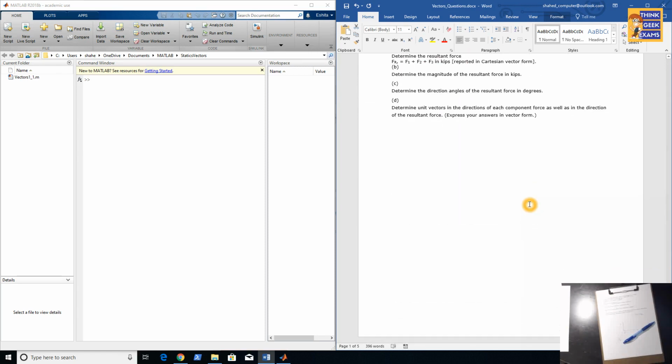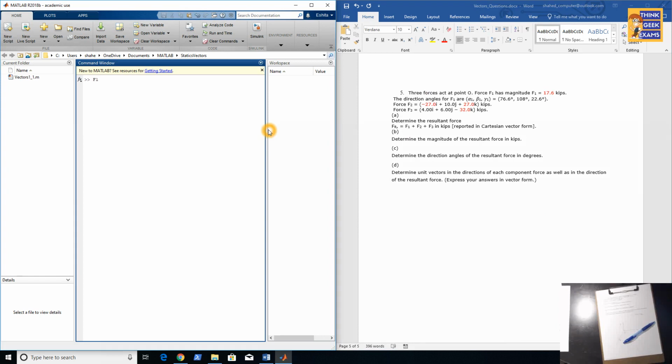Okay, so F1 mag equals 17.6. I'm not going to write units because MATLAB doesn't understand units. Kips. And F1 angles in degrees is given as 76.6, next row 108, next row 22.6. These are in degrees, obviously, and that's what it looks like. So we're going to convert these into radians. F1 angles in degrees times pi divided by 180, and that's our radians.